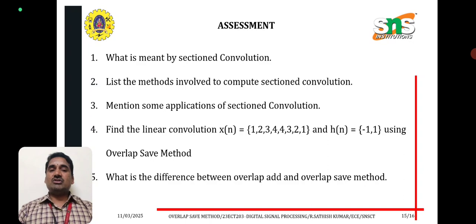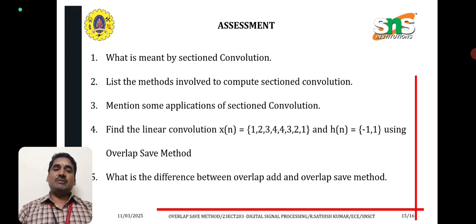Find the linear convolution of x of n is equal to 1, 2, 3, 4, 4, 3, 2, 1 and h of n is equal to minus 1, 1 using the overlap save method. We split into 4 sequences, find y1 of n, y2 of n, y3 of n, y4 of n. Finally, we get the overall output sequence y of n is equal to minus 1, minus 1, minus 1, 0, 1, 1, 1, 1.